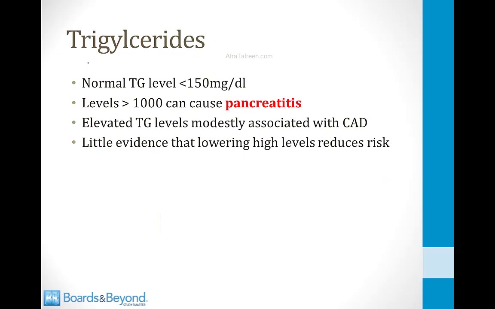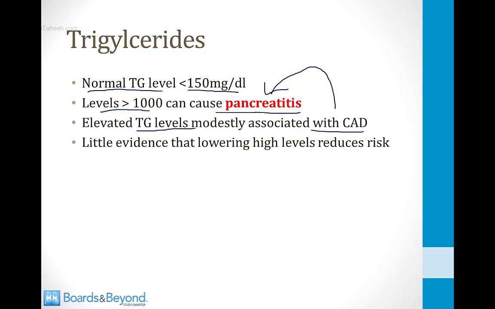Triglycerides are another component of the lipid panel. A normal triglyceride level is under 150 milligrams per deciliter. And one important thing to know about triglycerides is that if the level gets very high, such as over 1,000, this can cause pancreatitis. We'll talk more about this on the next slide. But the important thing to know is one of the reasons we often treat very high triglyceride levels is not to avoid coronary disease or strokes, but to avoid pancreatitis. Elevated triglyceride levels have been shown to be modestly associated with an increased risk of coronary disease.